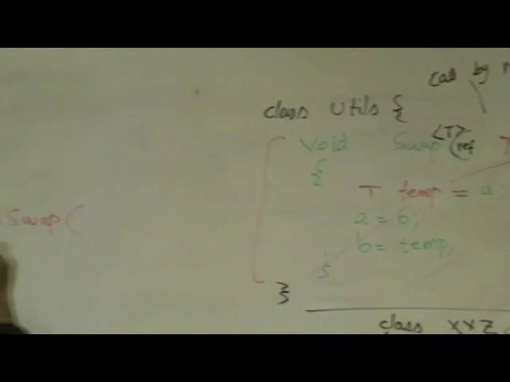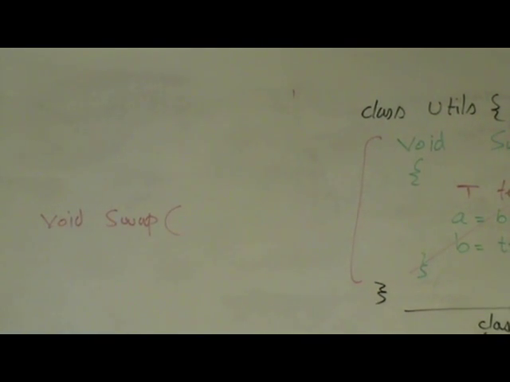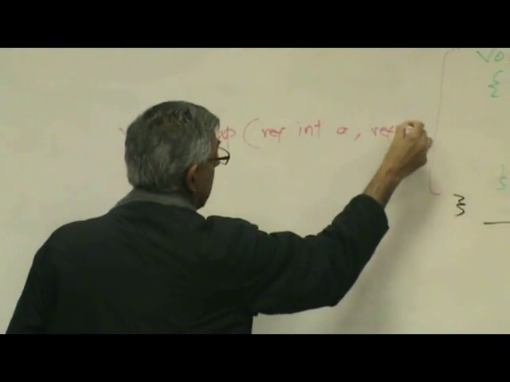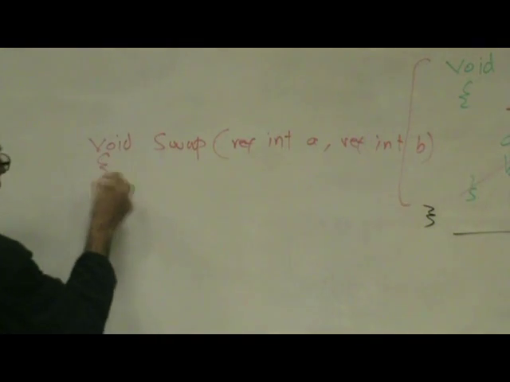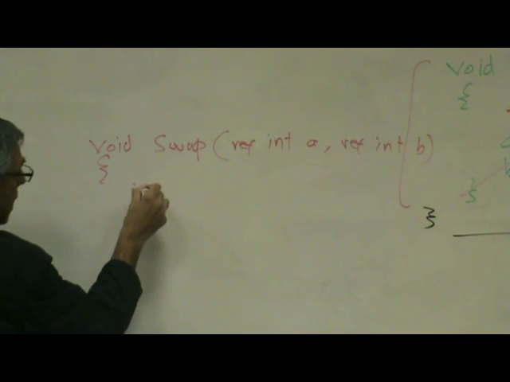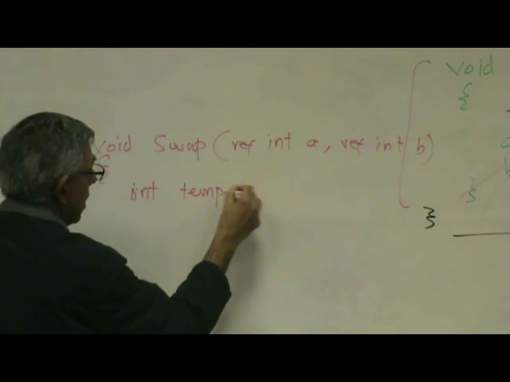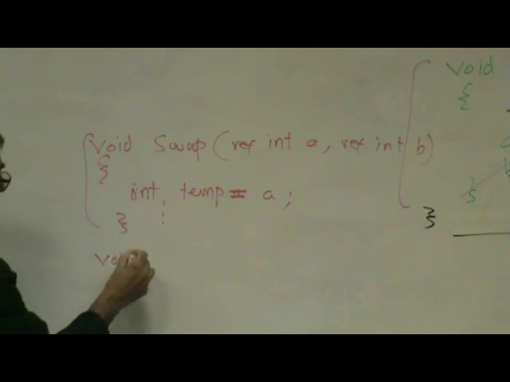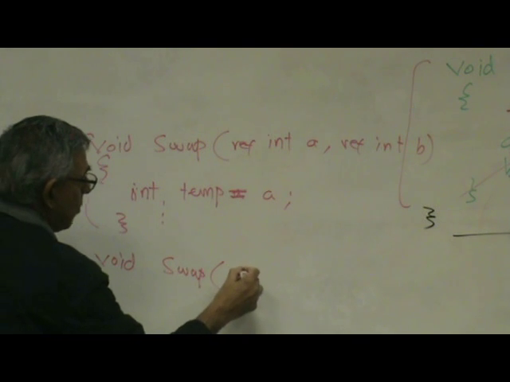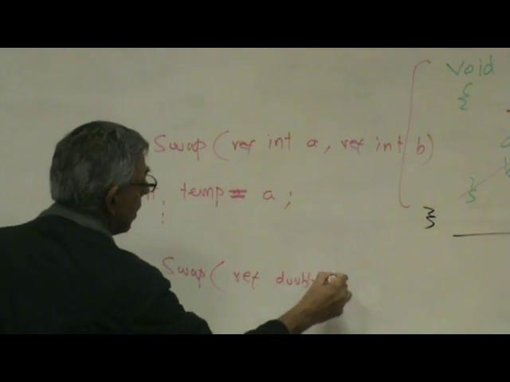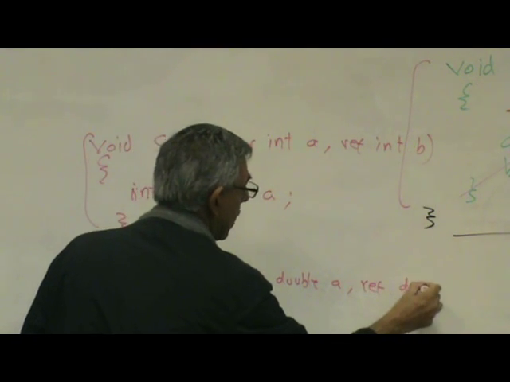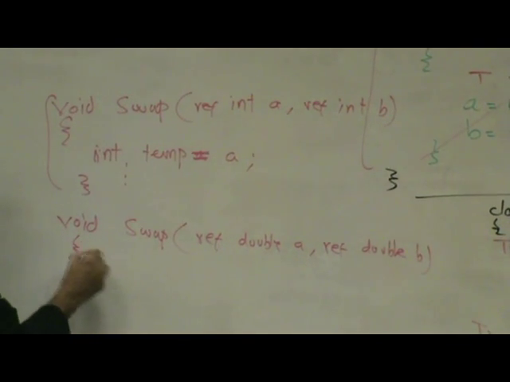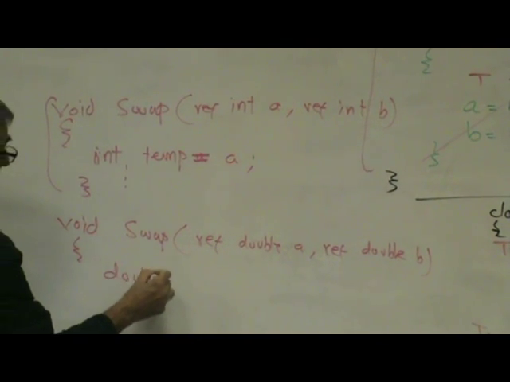So just assume, what if I wanted to create a swap for integers, right? How will I write it? Swap, ref int A, ref int B, right? Then int temp equal to A, and so on, right? Then write one more method for a different data type. So ref, of course, this will become double, right? Ref double, and double temp equal to, right?